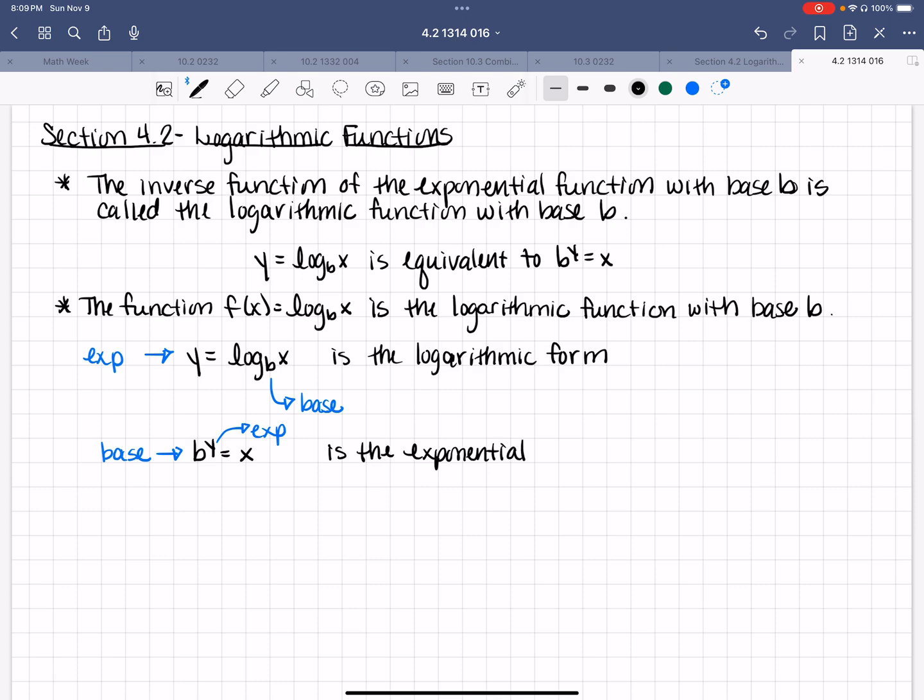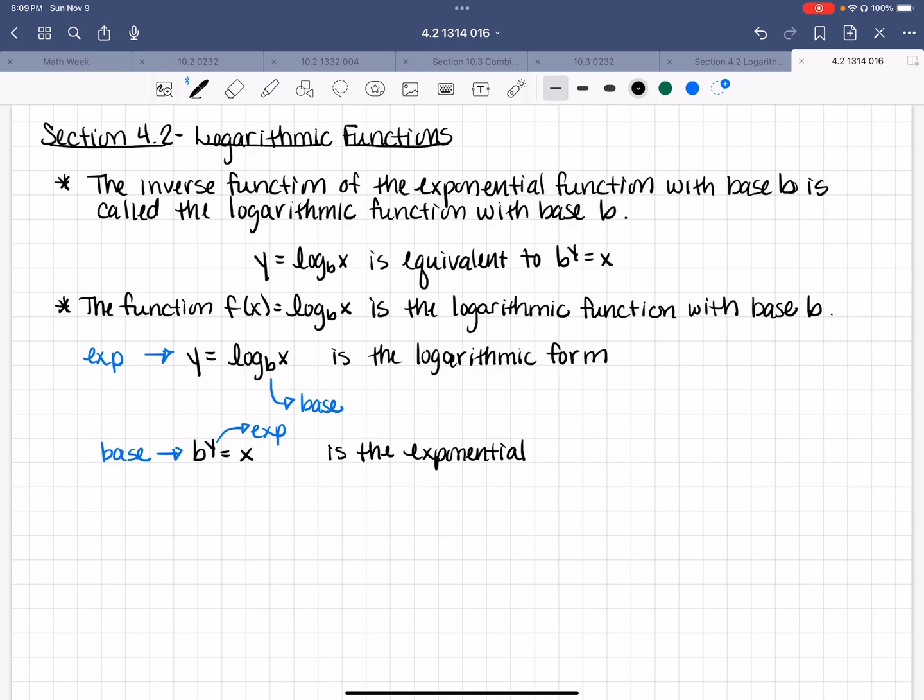Okay, so the inverse function, the exponential function with base b, is called the logarithmic function with base b. It's known as y equals log base b of x, and it is equivalent to b to the y equals x. The function f of x equals log base b of x is the logarithmic function with base b. And so we have the logarithmic form, which is y equals log base b of x, and then we have the exponential form of b to the y equals x.